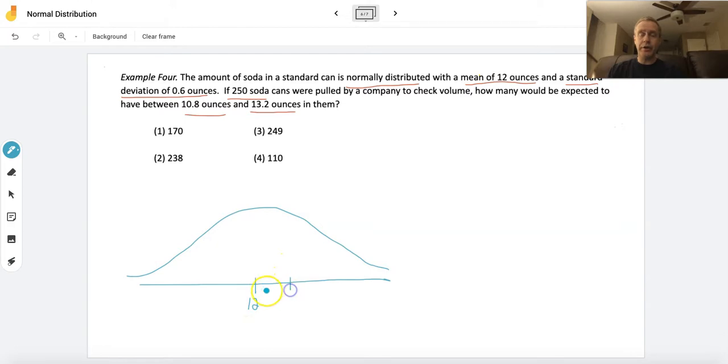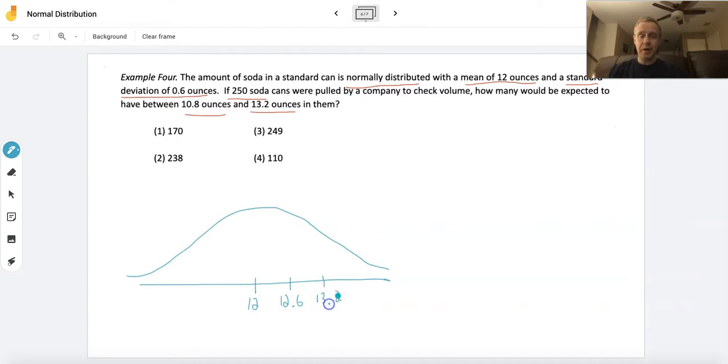And then I'll start going above the mean by increments of 1 standard deviation. And in this question, the length of a standard deviation is 0.6 ounces. So we add 0.6 to 12 and we get 12.6. So that'd be 1 standard deviation above the mean. And I still need to go further because we've got to go up to 13.2 ounces. So go another standard deviation above 12.6, add 0.6 to this, and we get 13.2.